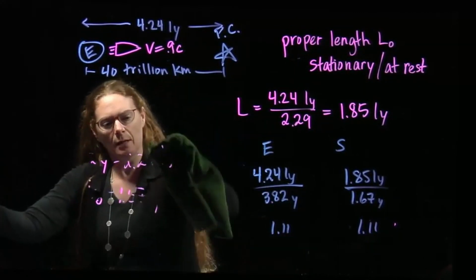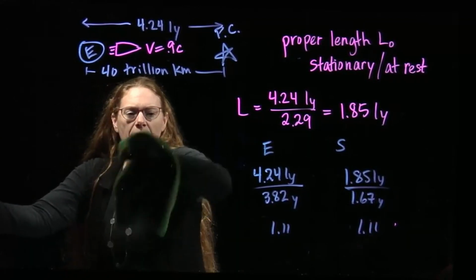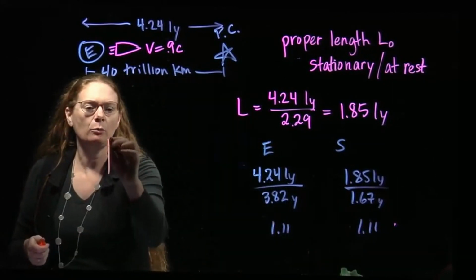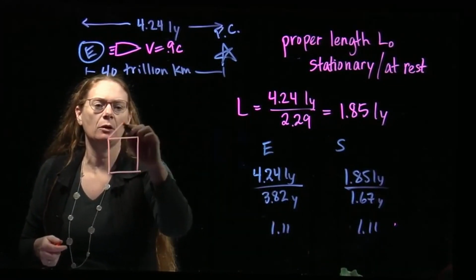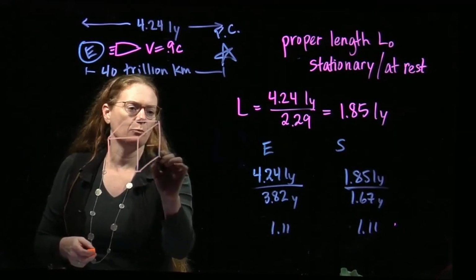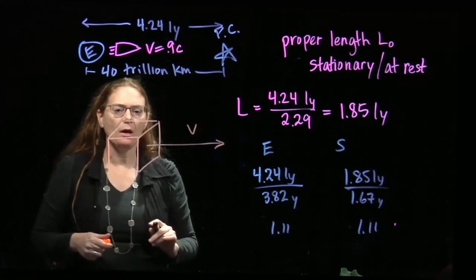Oof, this one's not cleaning up very well today. So what would this look like? Let's imagine a cube. All right, so we've got a cube, and I'm going to say that it's moving in this direction. So we have a velocity along this axis.